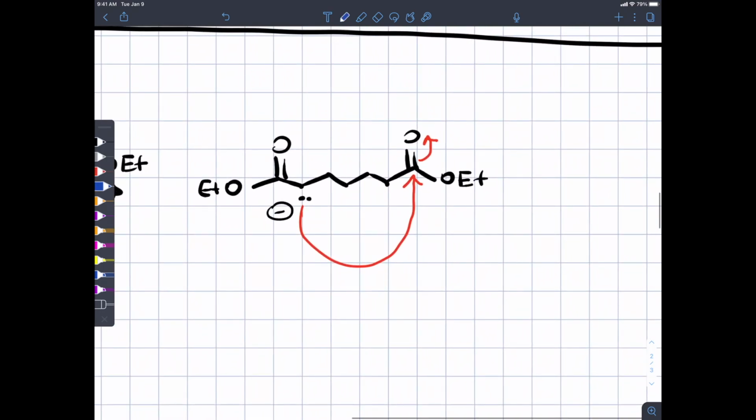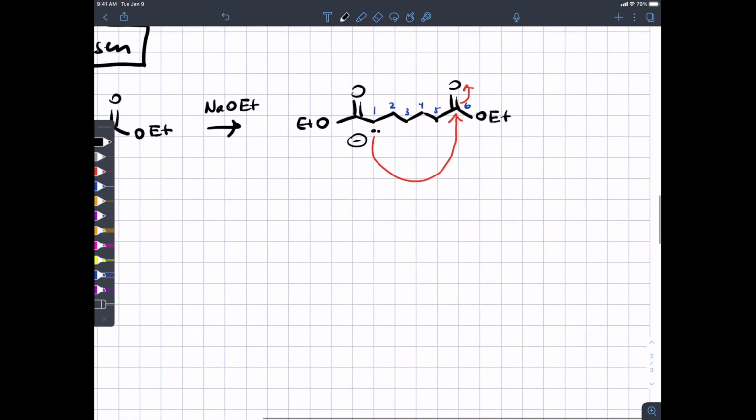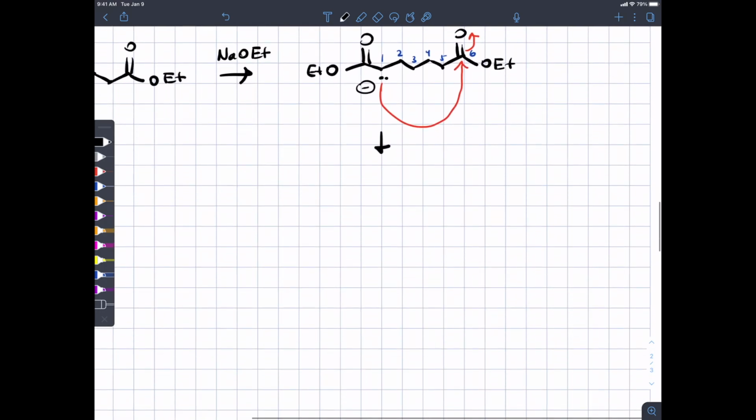And now I'm going to count how many atoms are in that ring. 1, 2, 3, 4, 5, and 6. So if I've just made a new ring, what I do, after counting the atoms, there's 6 in the ring, so I'm going to draw a hexagon, and I'm going to number the atoms of that ring. The new bond I make is going to be between atoms 6 and 1.